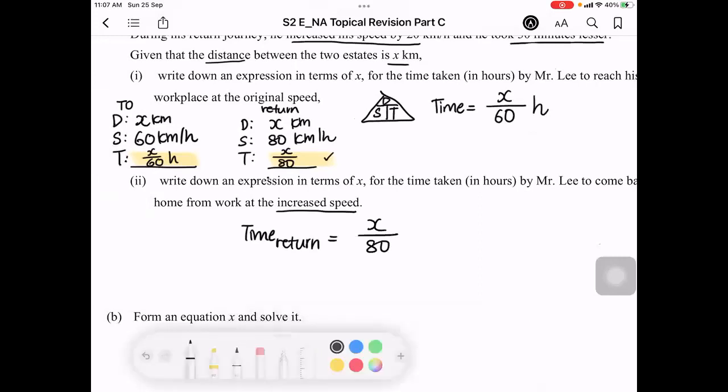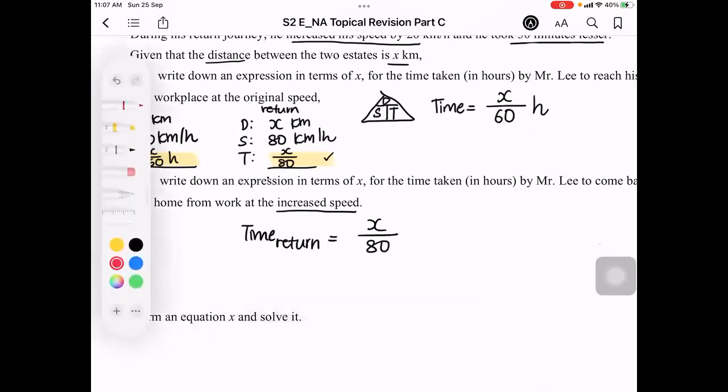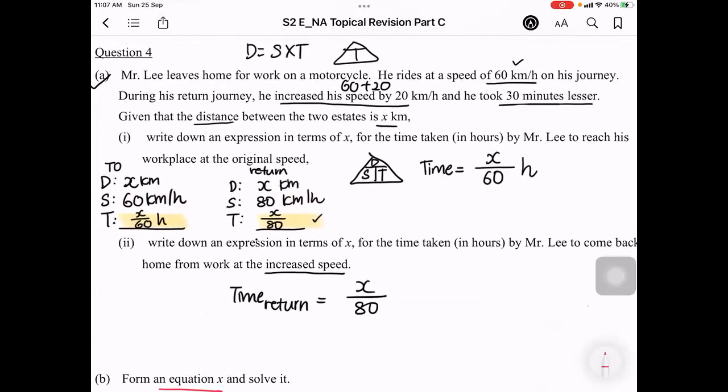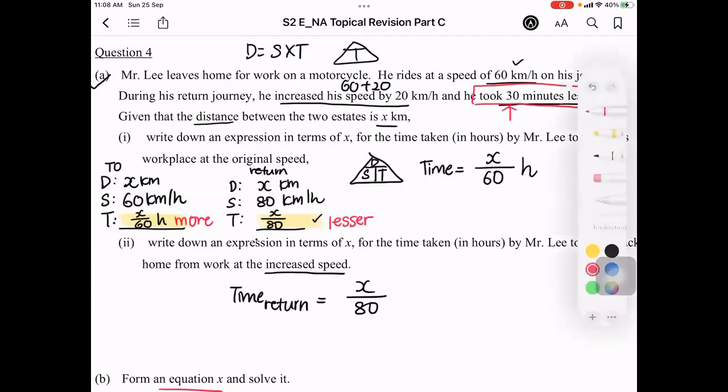Okay, now the next part, they say form an equation. Equation meaning something equal to something, but I don't have much information. What is the only piece of information that I have not used? I haven't used the 30 minutes lesser, right? Thirty minutes lesser is the return journey, right? So return journey is lesser. That means this one is more, right? Then they tell me the difference is 30 minutes.